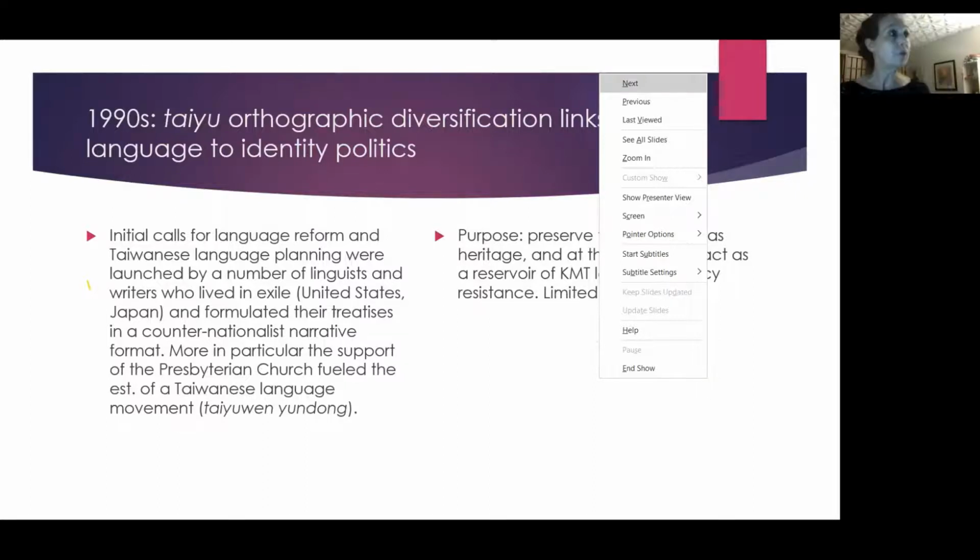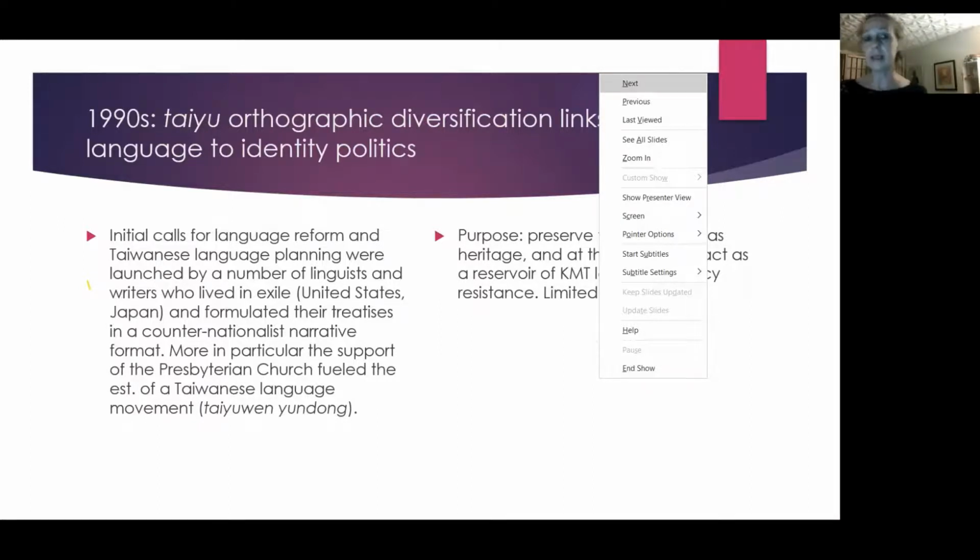Their purpose is to preserve the language, and at the same time it's also an expression of resistance against the party in control and the speak-only Mandarin movement.